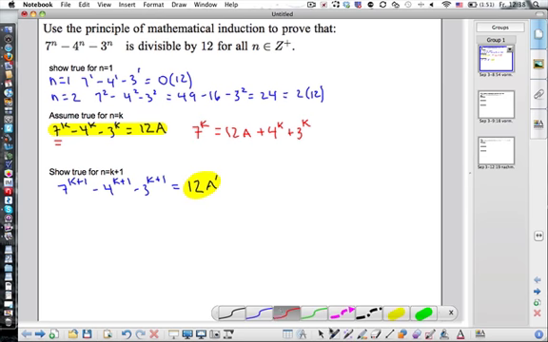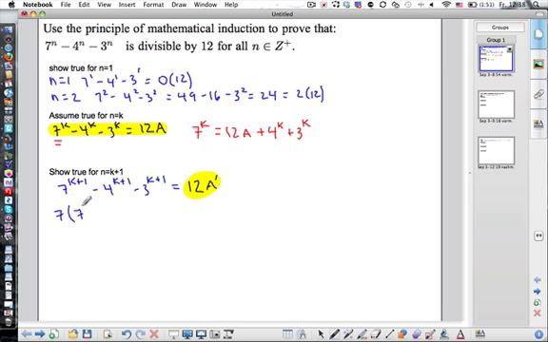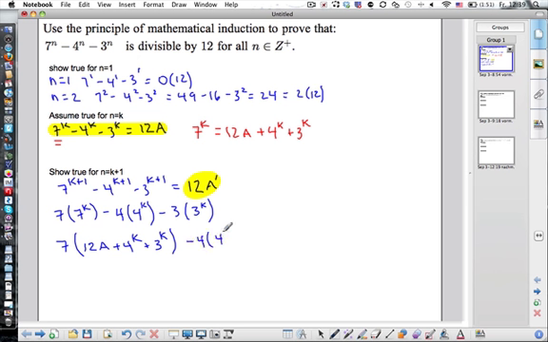I'm going to simplify this step down here. Say that's 7 times 7 to the k minus 4 times 4 to the k minus 3 times 3 to the k. Okay, so now for my substitution, I'll take out 7 to the k and I'll put in this big mess up here, 12a plus 4 to the k plus 3 to the k, and then minus 4 times 4 to the k minus 3 times 3 to the k.